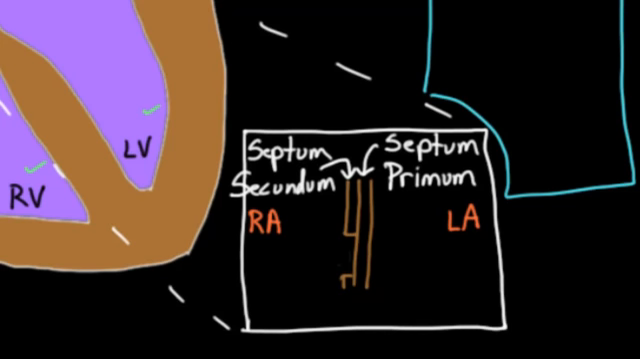Let me actually just label that for you, the foramen ovale. So the foramen ovale is this hole. Instead of calling it a hole, you can now call it by its full name. And this foramen ovale is right there.